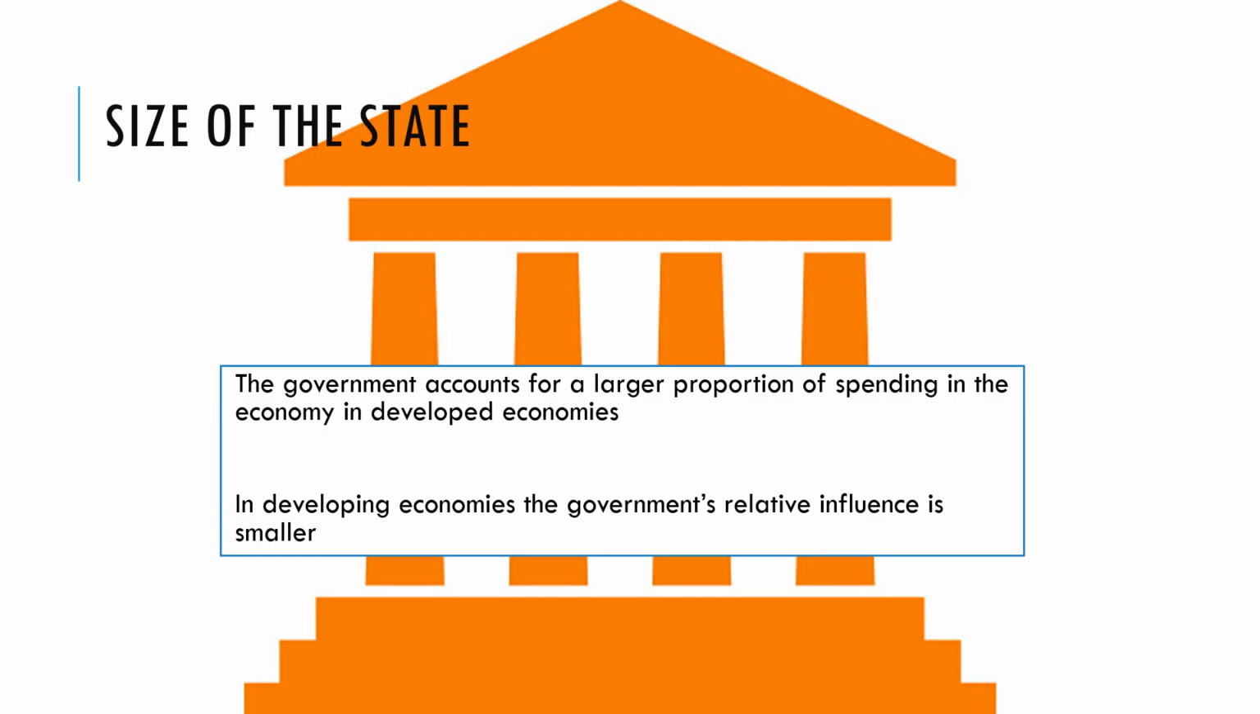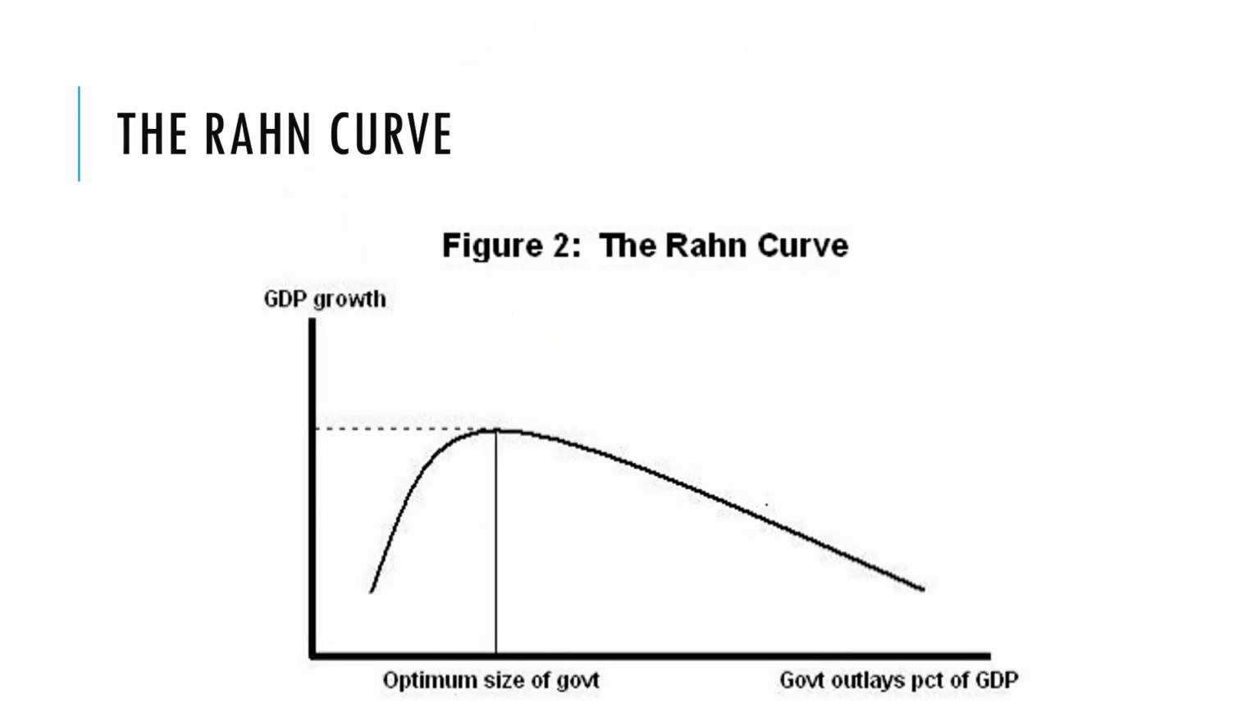So we see a general rule when it comes to the size of the state: the government accounts for a larger proportion of spending in the economy in developed economies and a smaller proportion in developing economies. And this is linked closely to the work of the economist Rahn, who developed the idea of the Rahn curve. On the bottom axis, we have government spending as a percentage of GDP, and on the y-axis, we have GDP growth.